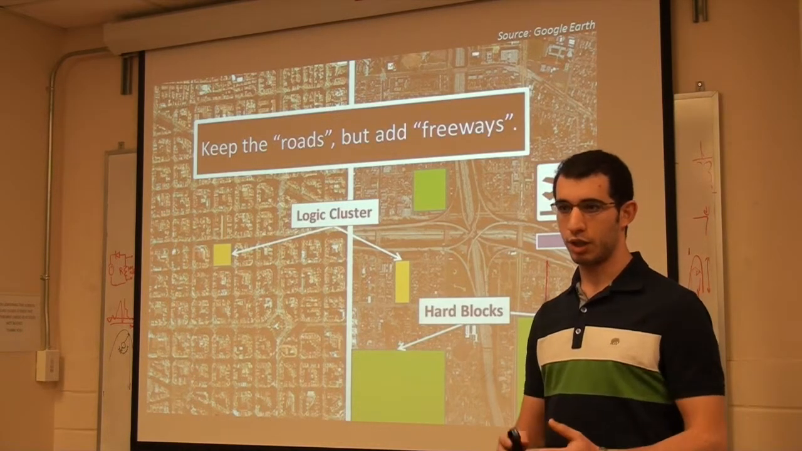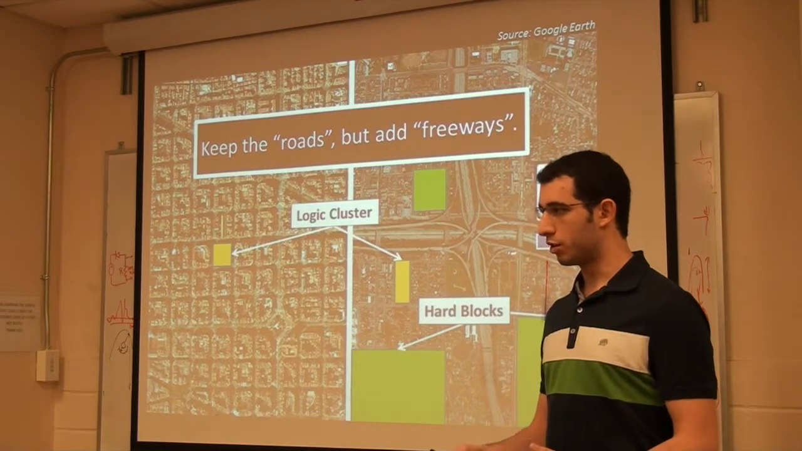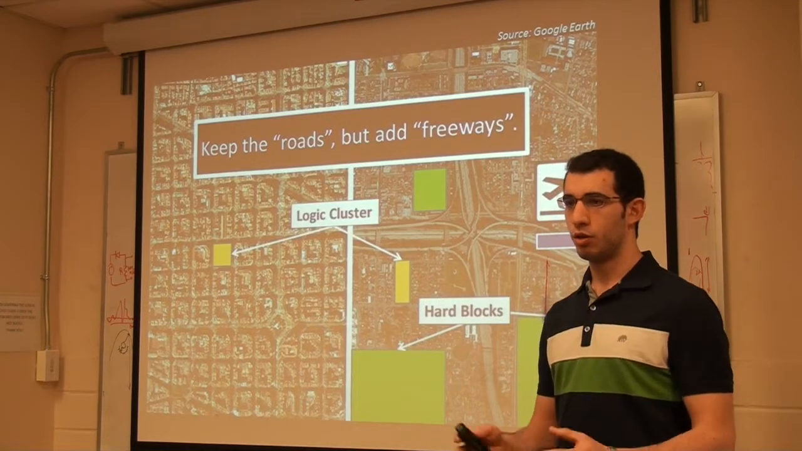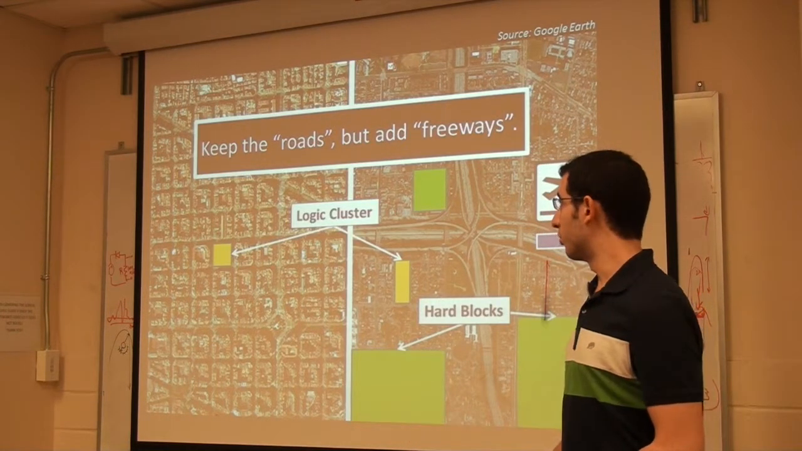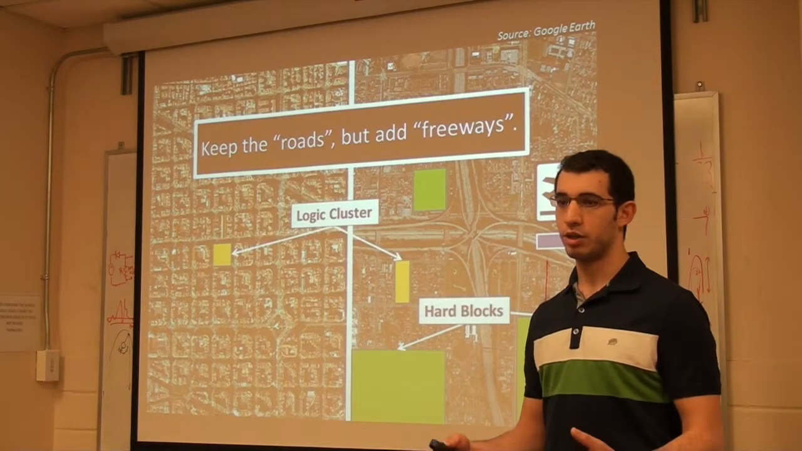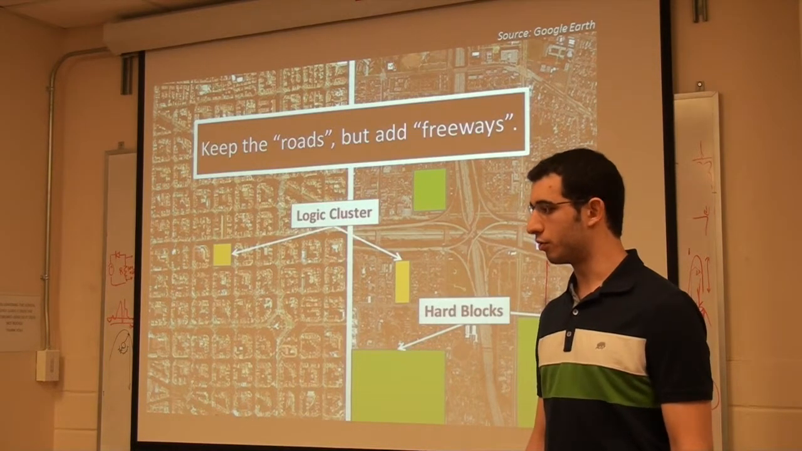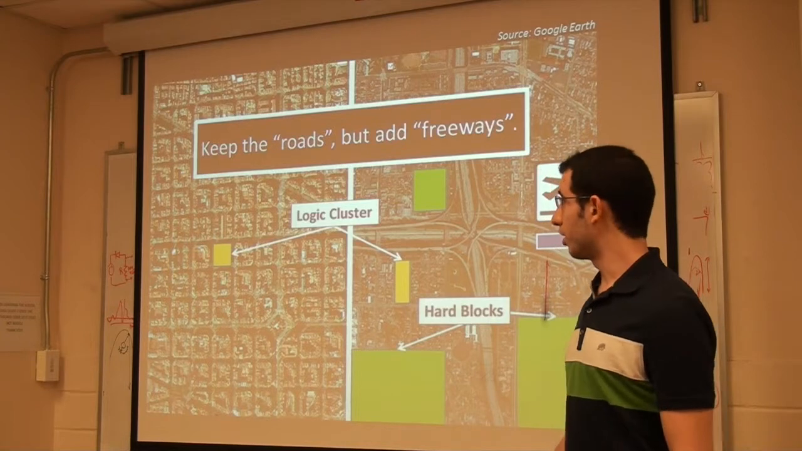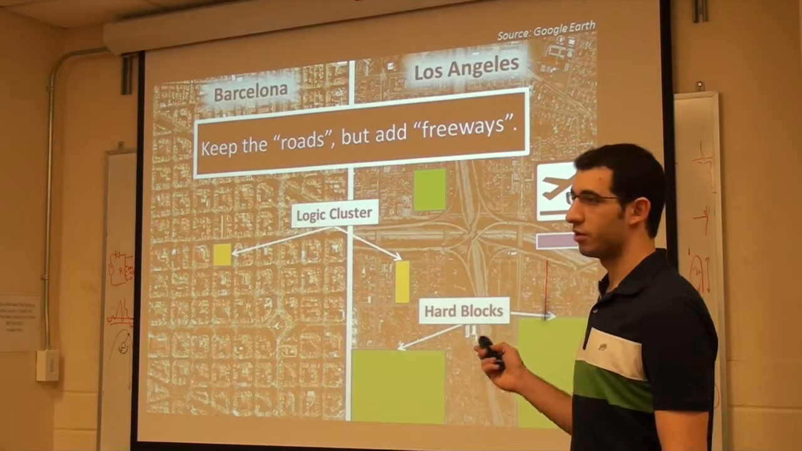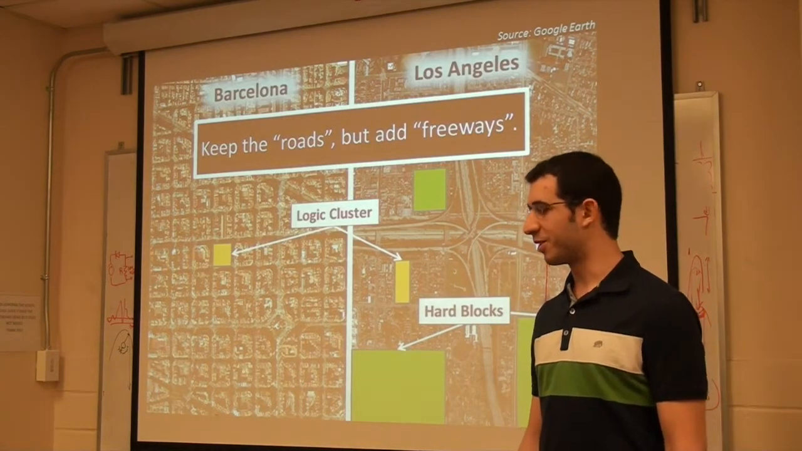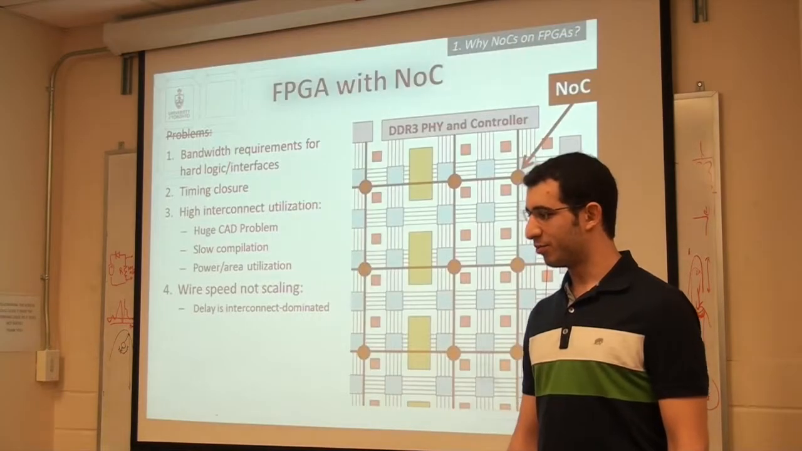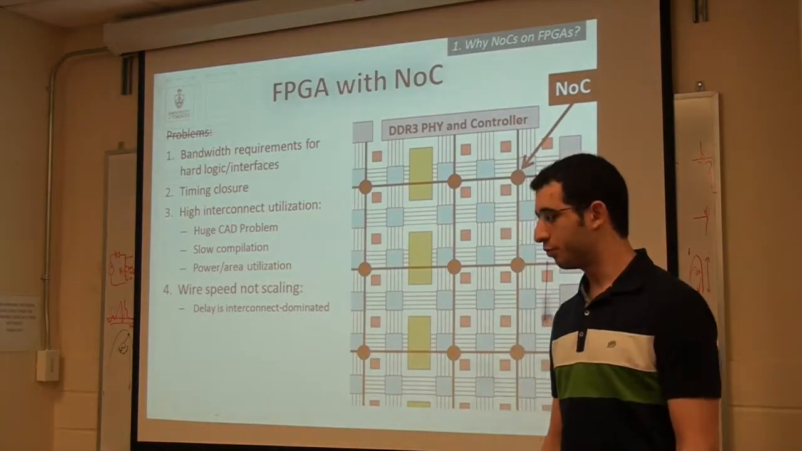So the FPGA interconnect is great, but we think we need some kind of global embedded network of freeways to handle that extra traffic as well. In case you're wondering, this is Barcelona and this is Los Angeles. I think most of you know where we are. Okay, so that's what we want to do.